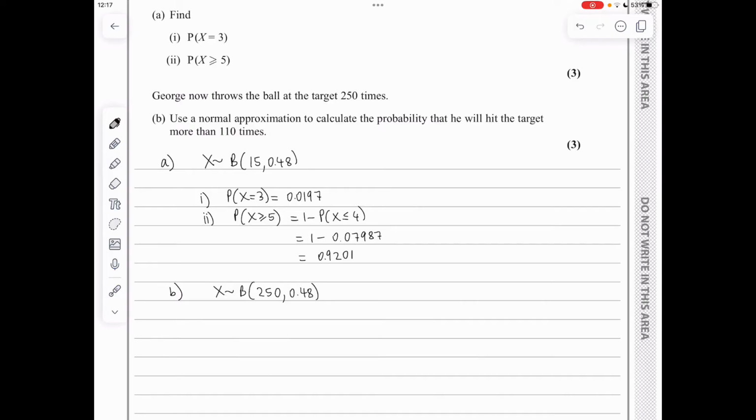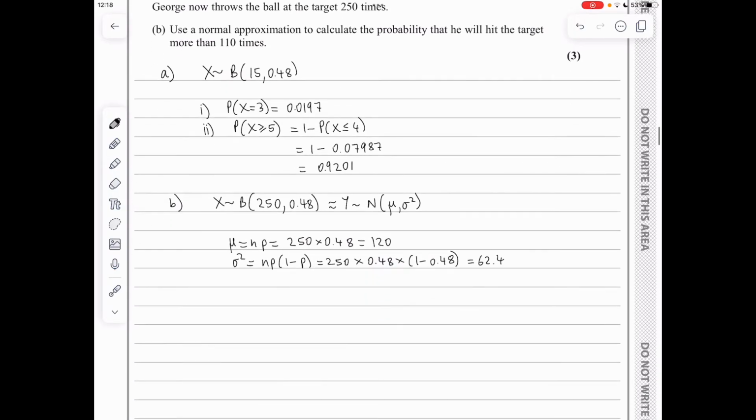sense here. So we will be approximating x with y that follows normal mu sigma squared, and we know that mu is np, which is 250 times 0.48, and this gives an answer of 120. And sigma squared will be np times 1 minus p, which is 250 times 0.48 times 1 minus 0.48. This gives an answer of 62.4. So we've got the values for the parameter of the normal distribution.